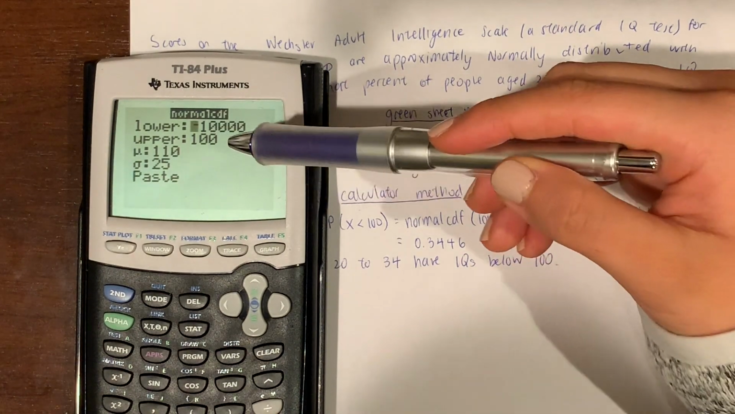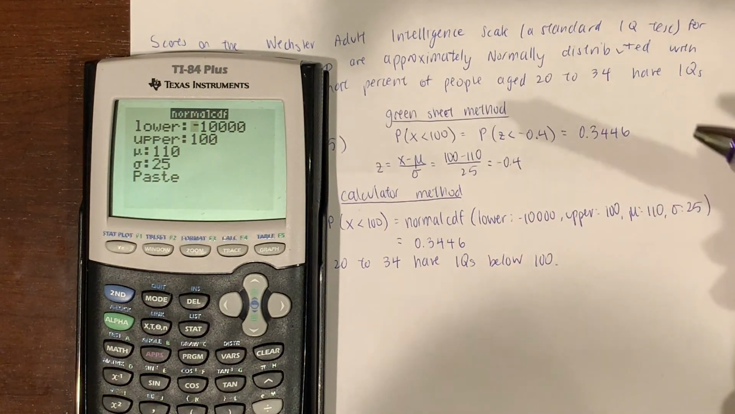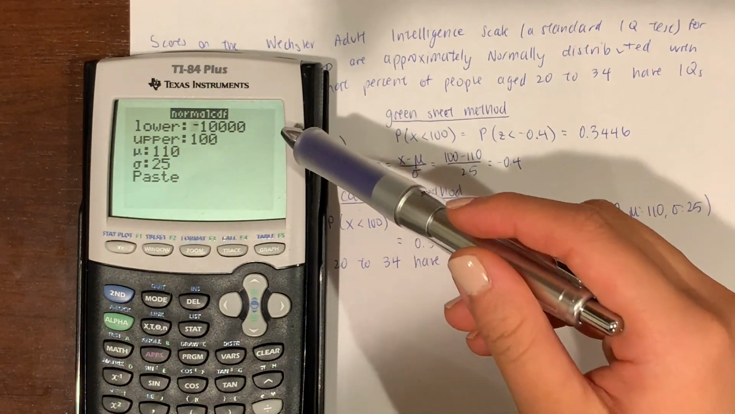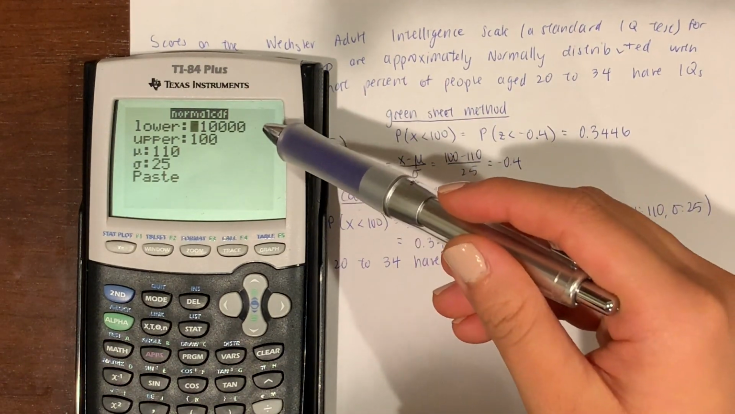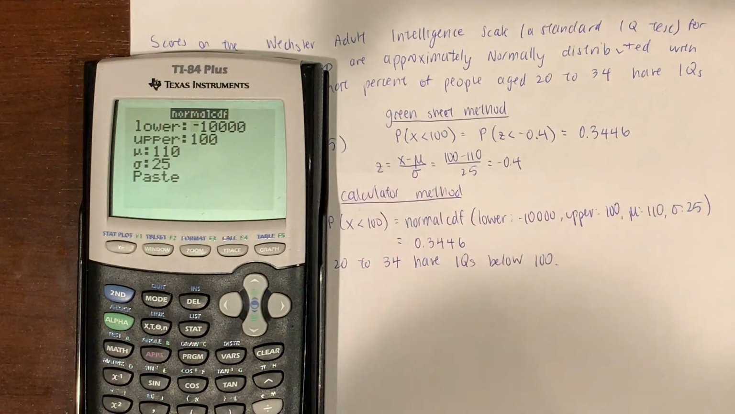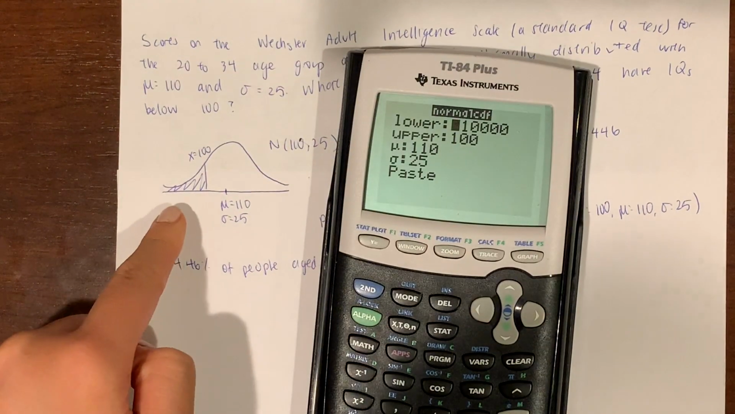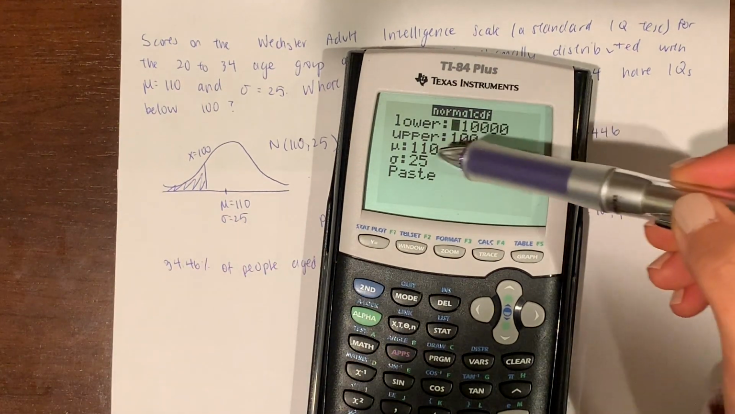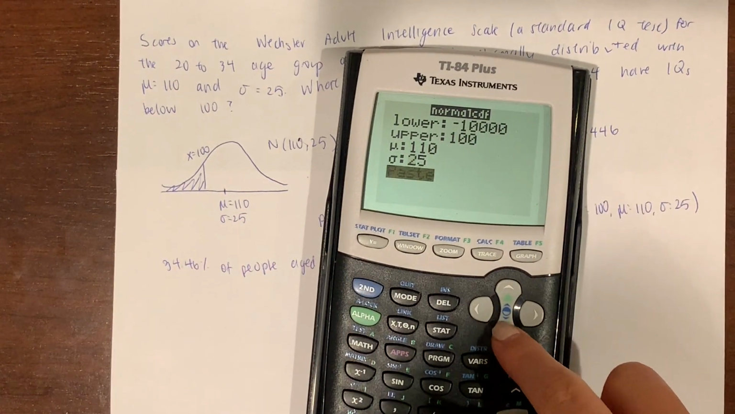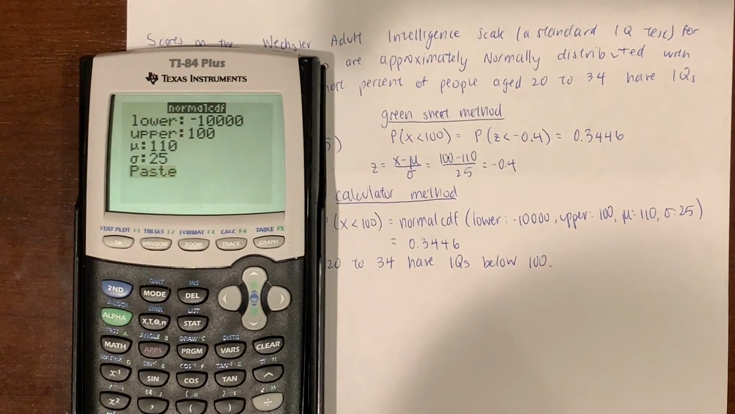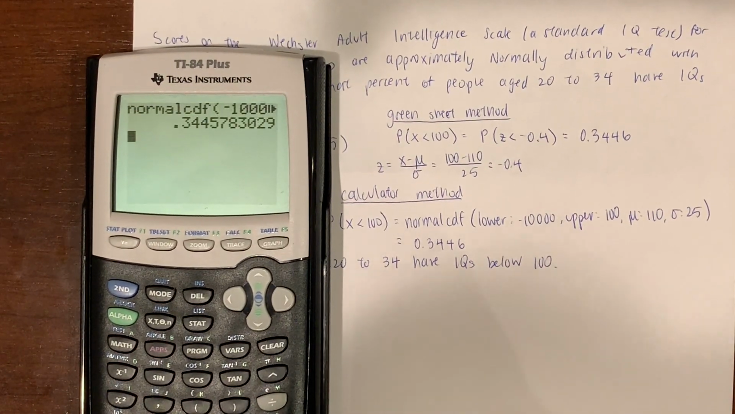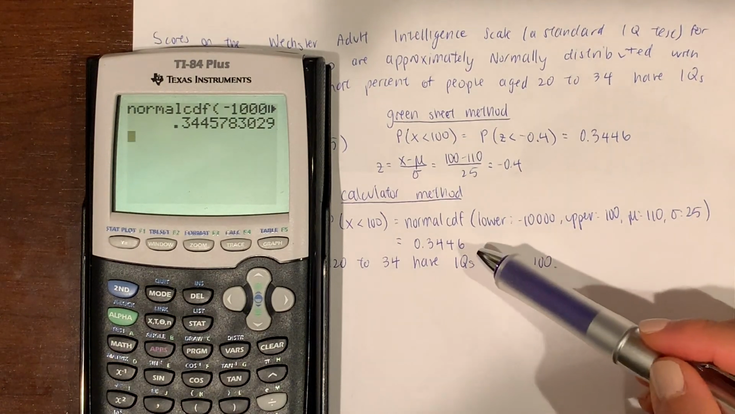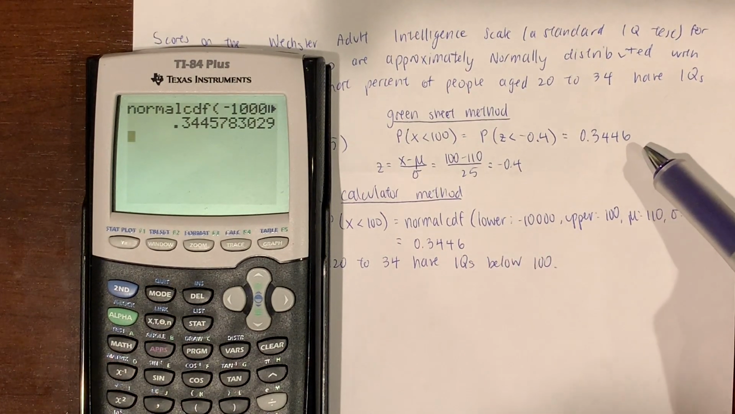So you'll input your lower and upper boundary. Since we're finding x is less than 100, our lower boundary is just a really, really large negative number, so I picked negative 10,000. Then our upper boundary is 100, because if we see from the picture, this is what we want. Then we specify the normal distribution. The mean is 100 and the standard deviation is 25. When you hit paste, it essentially computes the area under the curve for you, and we get a very, very close answer to that of the green sheet method.